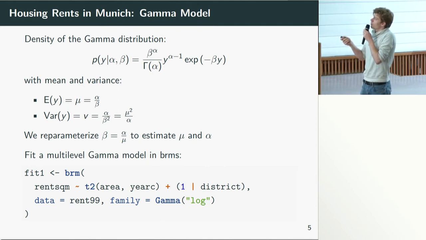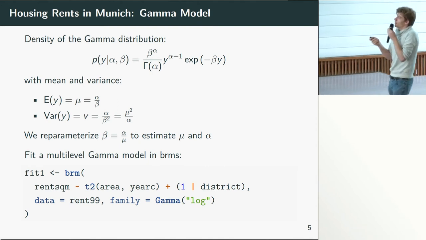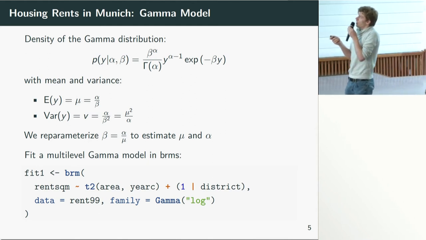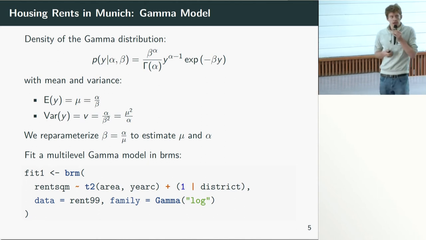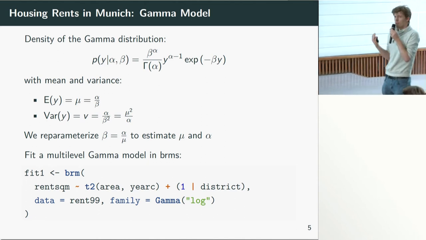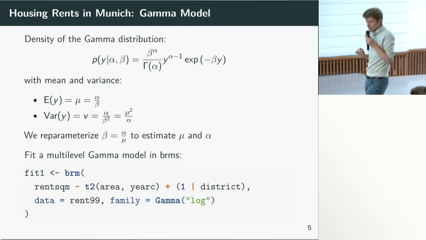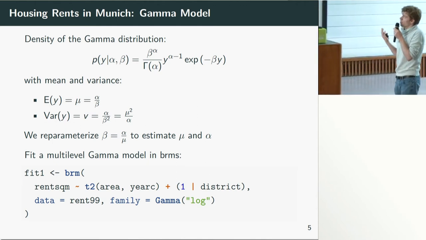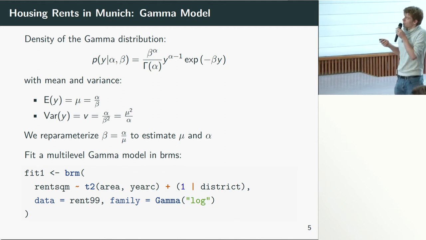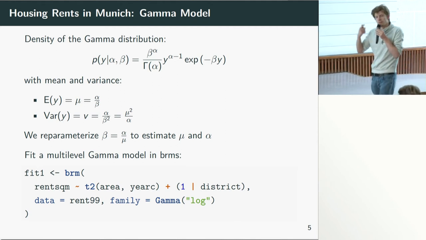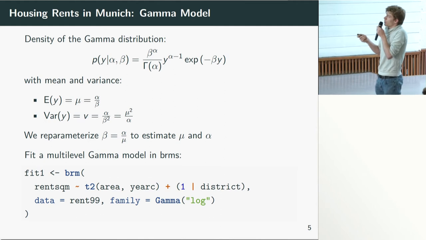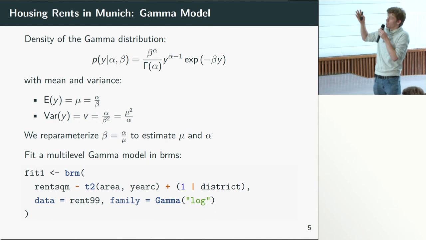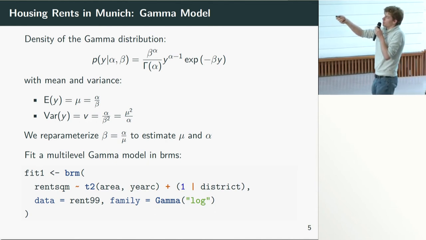Why doesn't it make sense? The mean, which we call mu, of this distribution is alpha divided by beta, and the variance, which we call V, is alpha divided by beta squared. If we want to do regression, we usually want to predict the mean or the median of the distribution. So what I've done in brms, and other packages do that as well, is that instead of predicting alpha and beta, we are predicting mu and alpha. That's not the best option, I will show you later on, but that's one option, so that we can at least predict the mean mu.